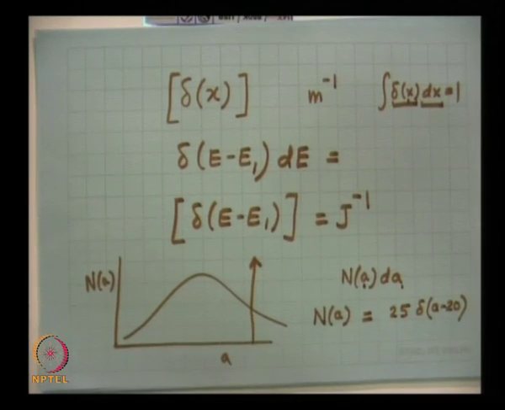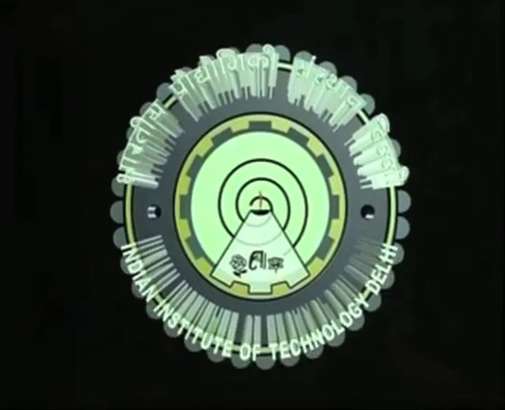So, delta of x, if x is measured in meters, then delta of x is in meter inverse. If x is energy, then it is energy inverse. If it is time, then it is time inverse. So, we will continue next time on the other representations of the Dirac delta function and the Fourier transform theory. Thank you.